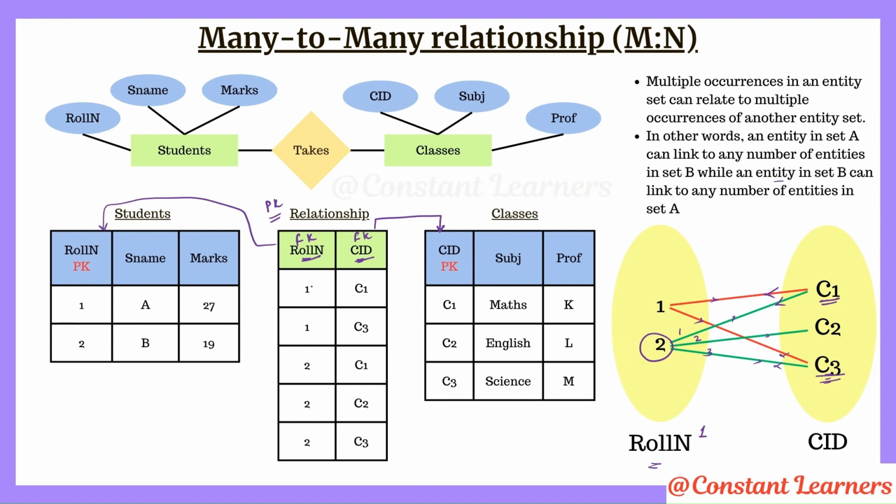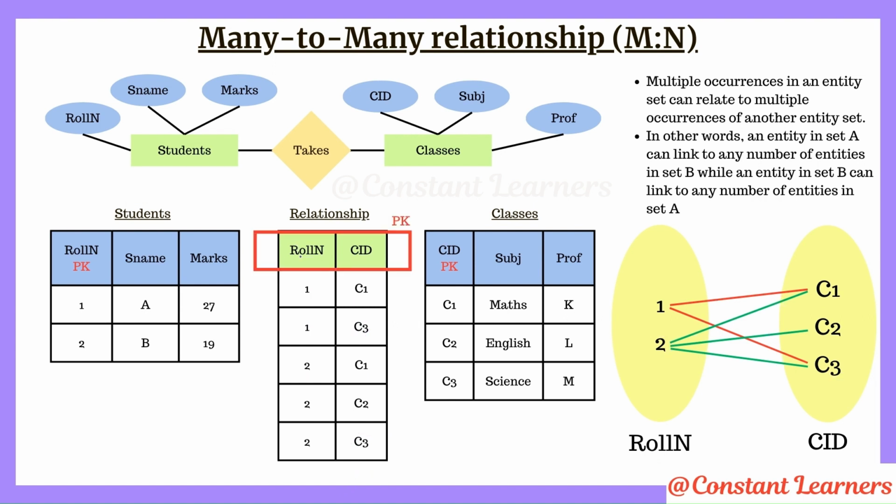Now look here. In this case, we have repetitive data in roll number. Roll number 1 is coming twice. Roll number 2 is coming thrice. So roll number cannot be a primary key because a primary key is supposed to be unique and not null, and roll number in this case is not unique. Let's look at the class ID. Here in class ID, C1 is also repeating twice, and C3 is also repeating twice. So again, class ID also cannot become the primary key. Then what will be the primary key?